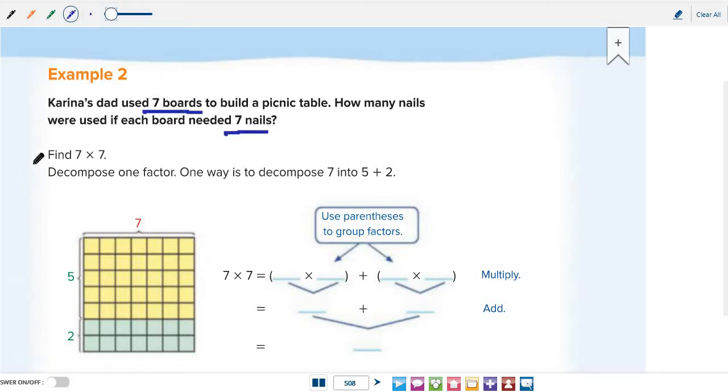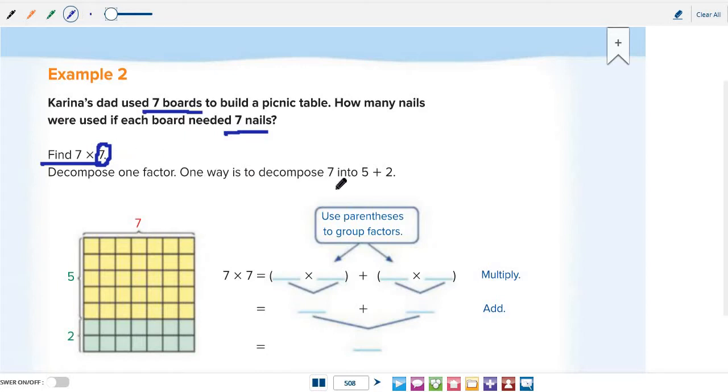To solve this question, we need to find 7 times 7. We have 7 boards and 7 nails each. So to solve this unknown product, we can decompose any of these two factors. They are the same. So we can decompose this factor into 6 and 1. We can decompose it into 3 plus 4. We can decompose it into 5 and 2.